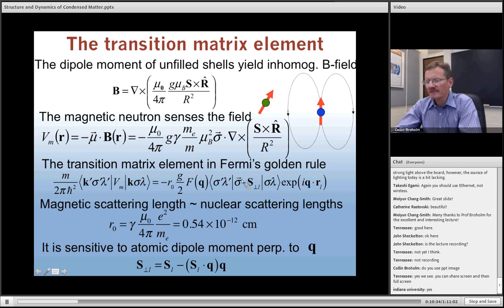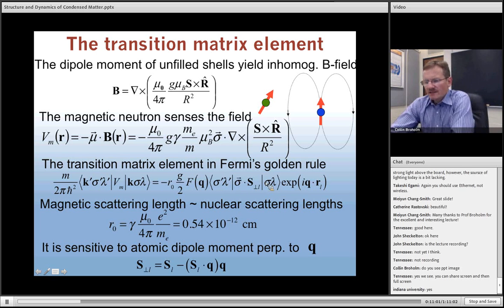Good, but I still haven't summed over the initial and final neutron spin state. And most of what I'll be doing today, I'll be talking about unpolarized neutrons. So I typically will not know what the incident spin state of the neutron is, and also I will not be selecting in my scattering process. I would not be selecting the final spin state of the neutron either. So I'll end up doing a summation over both of those things.